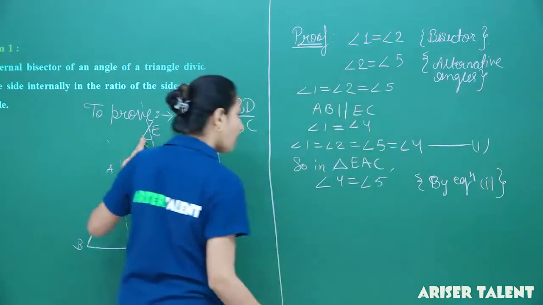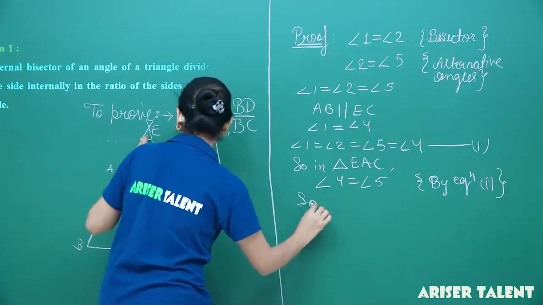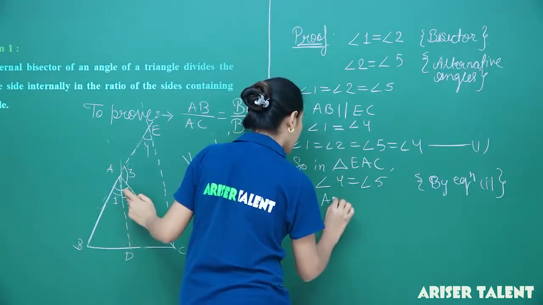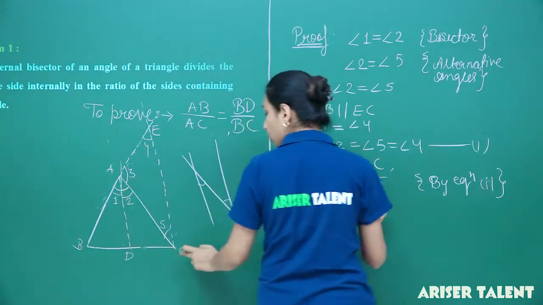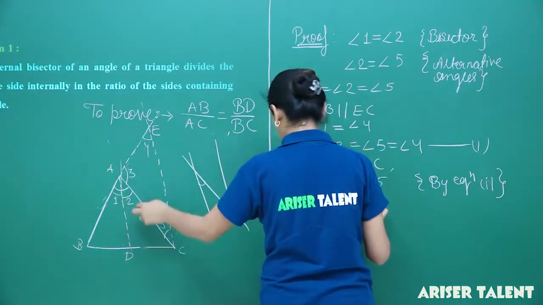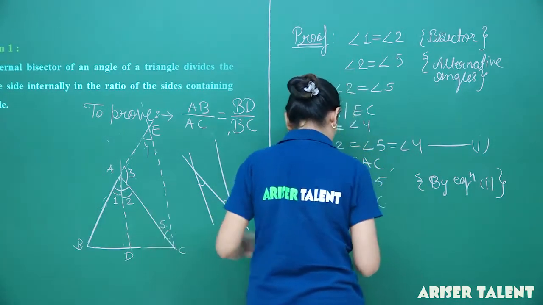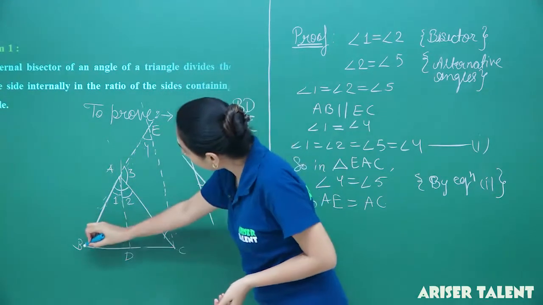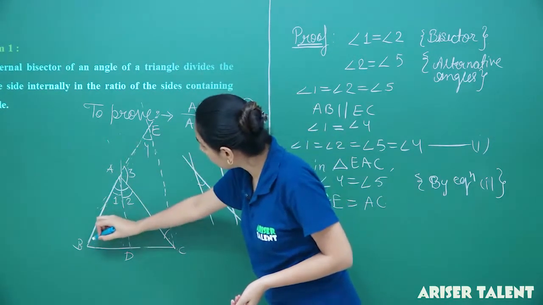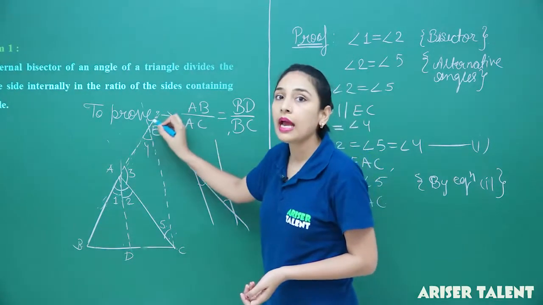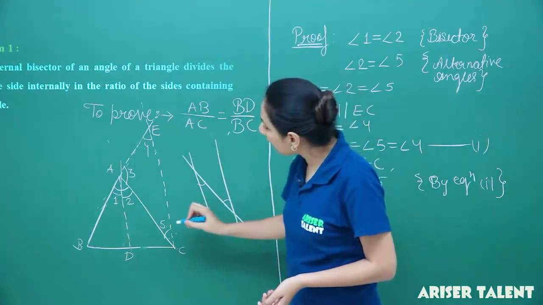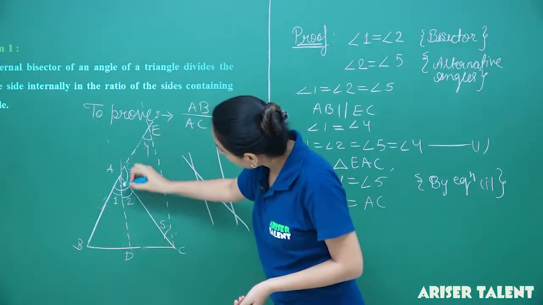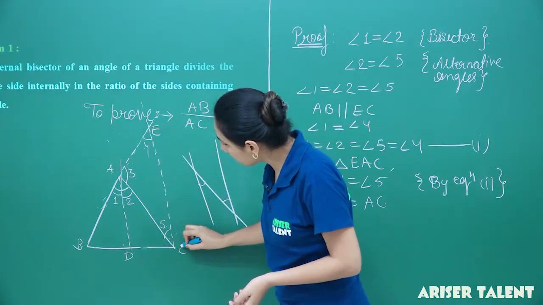Okay. So, AE will be equals to what? AC. Now, students, you are having this triangle BCE and in this triangle you are having this AD parallel to EC.